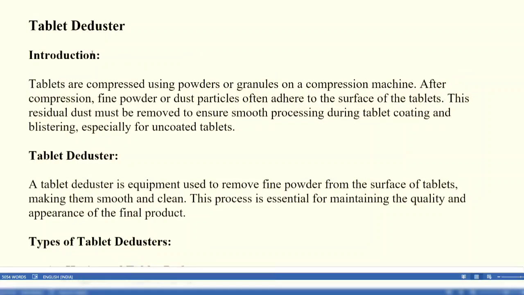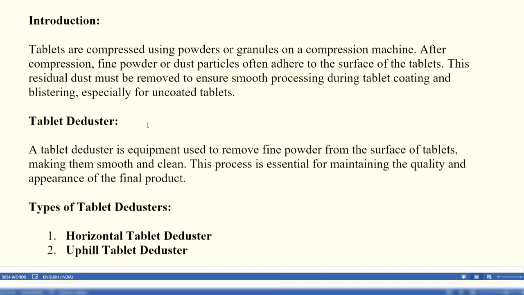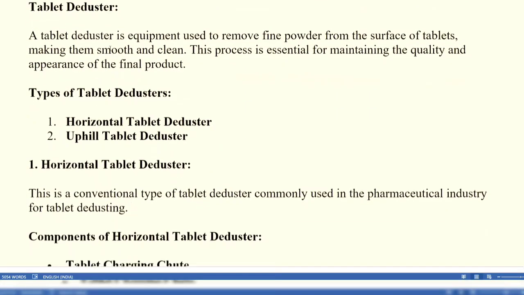So first of all, let us know the introduction. After compression of tablets using powders or granules on a compression machine, fine powder or dust particles often adhere to the surface of the tablet, and this residual dust must be removed to ensure smooth processing during tablet coating and blistering, especially for uncoated tablets. A tablet deduster is an equipment to remove fine powder from the surface of tablets, making the tablet smooth and clean. This process is essential for maintaining quality and appearance of the final product.